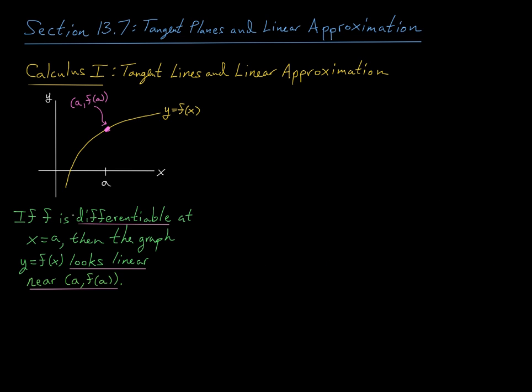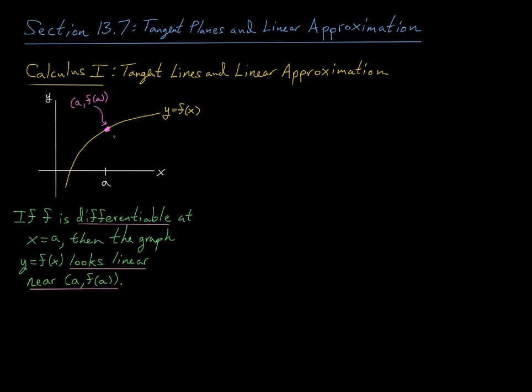Well, if a function is differentiable, then the graph of our function will look linear near this point a comma f of a. So in other words, if I zoom in really close to this point, even though my curve curves nearby this point, this thing is going to look extremely straight.